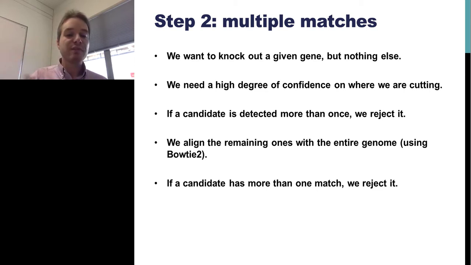Then for all the sequences that passed that first test, we align each of them against the entire genome using Bowtie 2, and if a candidate has more than one exact match, we reject the target. Because if we use that target, we're going to have a cut in the gene that we like, but also somewhere else in the genome, and so it's not a suitable target.